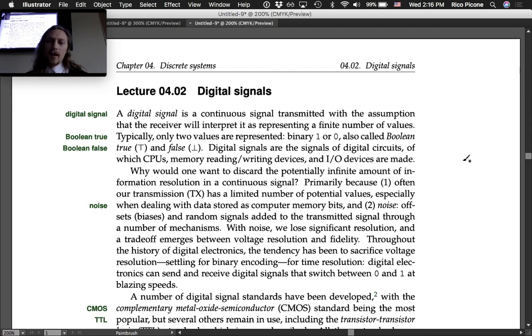Digital signals are the signals of digital circuits, of which CPUs, memory, reading and writing devices, and I/O devices are made. So when you're working with computers, you're working with a lot of digital signals. There are, of course, also analog voltages involved with some of these devices, and they might be interpreted as analog. But the vast majority of computer signals are digital signals. Continuous or analog ones are an exception to the rule.